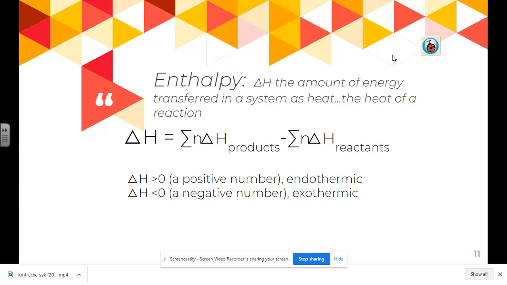So what you need to keep in mind, though, is that if delta H is bigger than 0, if it's a number greater than 0, or if it's a positive number, it's endothermic. It means it's an endothermic reaction. If delta H ends up being less than 0, or a negative number, it's exothermic.